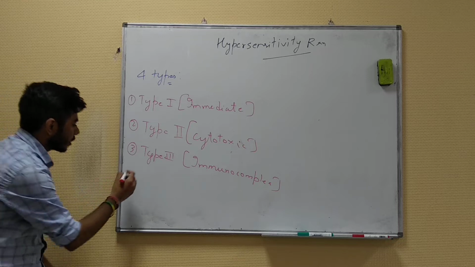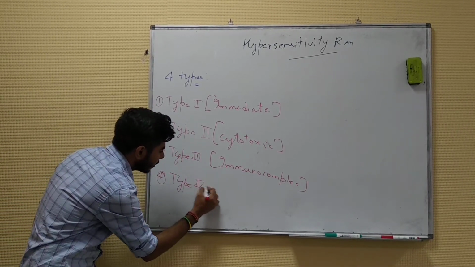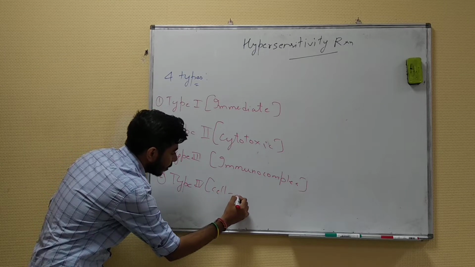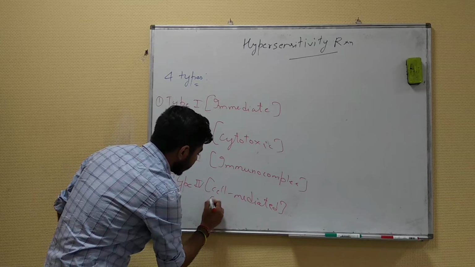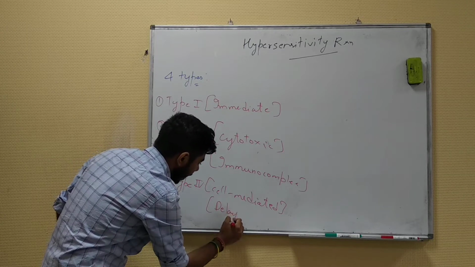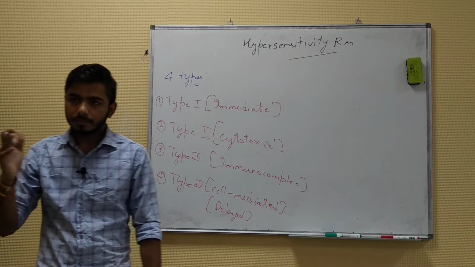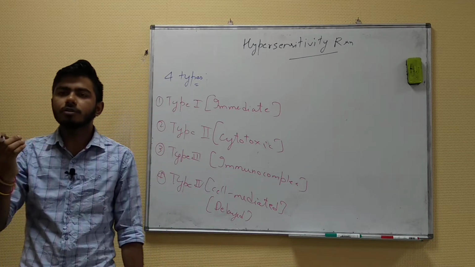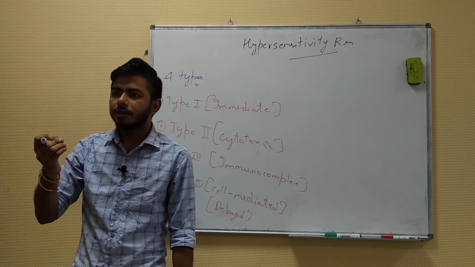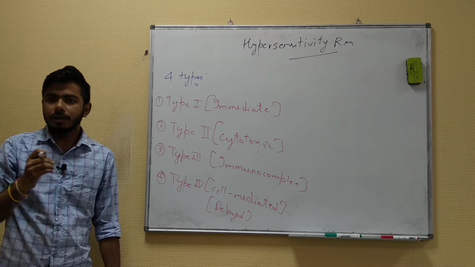So type 4 hypersensitivity is cell mediated, right? Type 4 hypersensitivity is cell mediated and also called as delayed hypersensitivity. Almost it takes about 48 hours to show its action. For example, you are having Mantoux tuberculin test to diagnose tuberculosis, right? And that is the classical example of type 4 hypersensitivity.